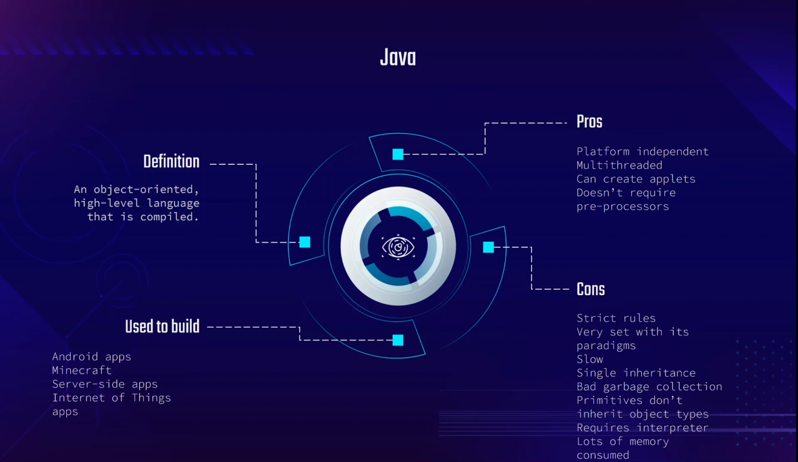It is slow. It is single inheritance. It has terrible garbage collection, although C++ just really doesn't have any, so I suppose it's a step up. Primitives don't inherit object types. It requires an interpreter, and it consumes a lot more memory. Again, some of these things are not something that you'll have to deal with when you first start, but it can become apparent really quickly.